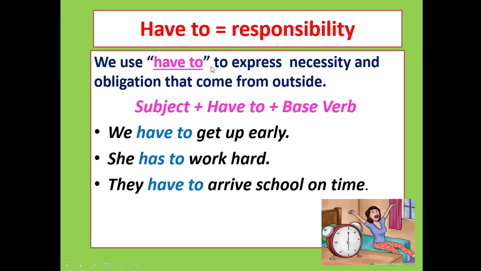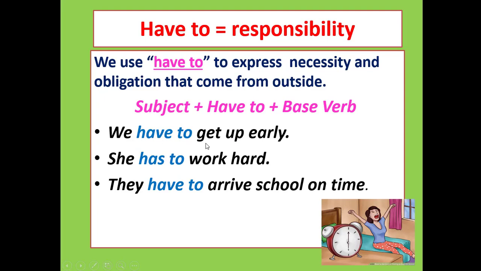When we turn to have to, we express responsibility. When we use have to, we express necessity and obligation that come from outside. So what's the form? Subject plus have to plus the base verb or infinitive. Take some examples. We have to get up early, so we have no choice. We must or we have to get up early. How can I differentiate here between we must get up early or we have to get up early?